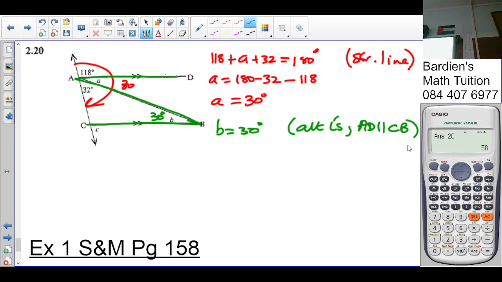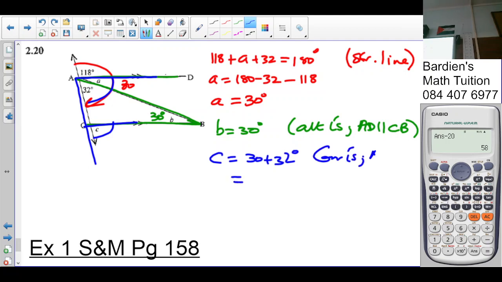And now? c is equal to what? 32 plus 30. Corresponding angles, so c is equal to 30 plus 32, corresponding angles with AD being parallel to CB. That gives you 62. Okay. Also the exterior angle of triangle. Yes, absolutely. So when you say exterior angle of triangle, you're looking at it from this point here.